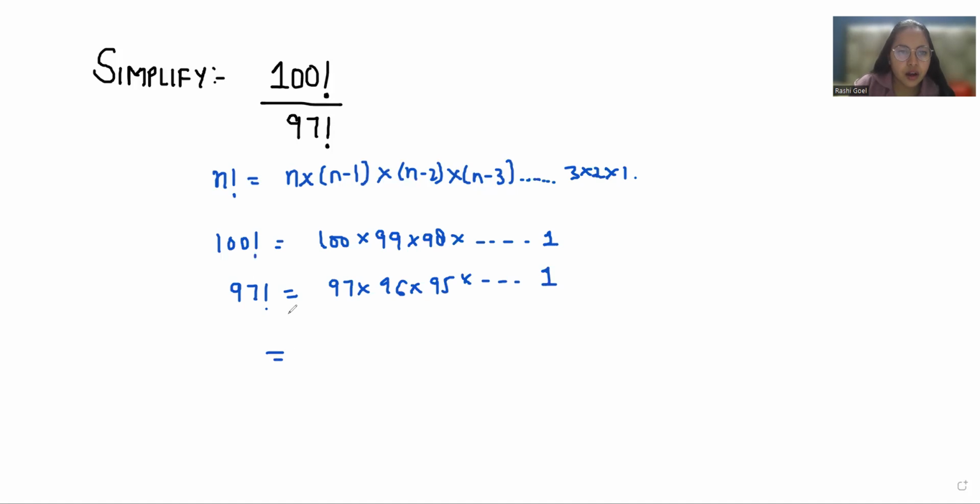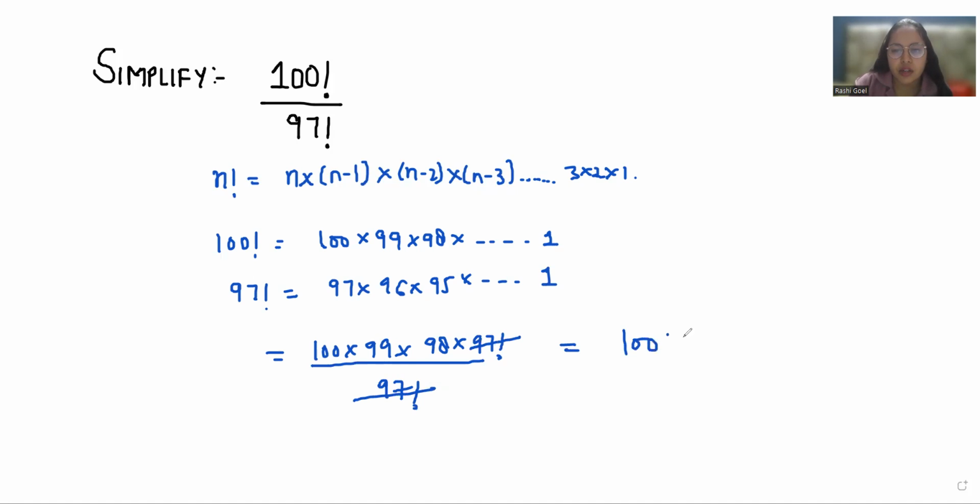So here 100 factorial we can write it as 100 times 99 times 98 times 97 factorial by 97 factorial. So we can cancel out this, and what is left? 100 times 99 times 98, which is equals to 100 times 9702, so 970200.